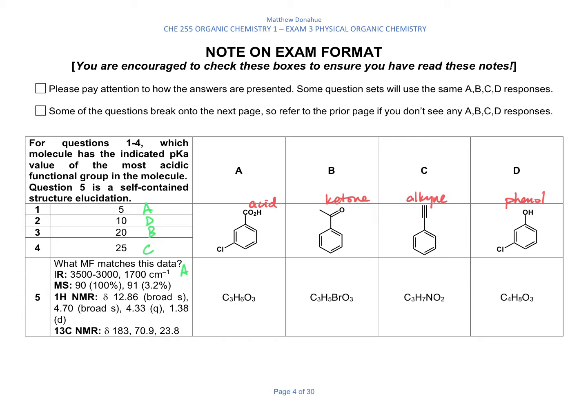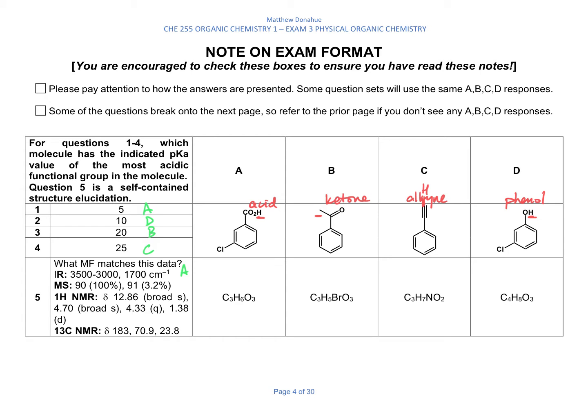A pKa of 5 is going to be a carboxylic acid. For question 2, pKa of 10, that's going to be the phenolic OH. A pKa of 20 is going to be the ketone. And then the pKa of 25 is going to be the alkyne terminal H, as I just drew in there. So again, in the layering of concepts, when you're figuring out the unique sets of hydrogen, you can classify those according to functional groups and then look on the pKa table, which is supplied in the back of the exam, to match those numbers.